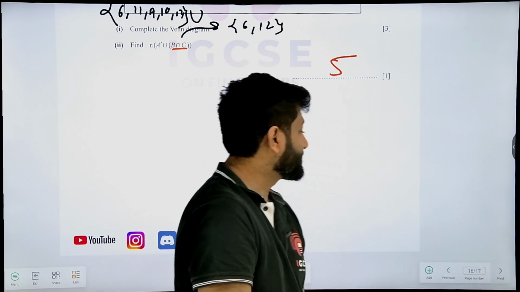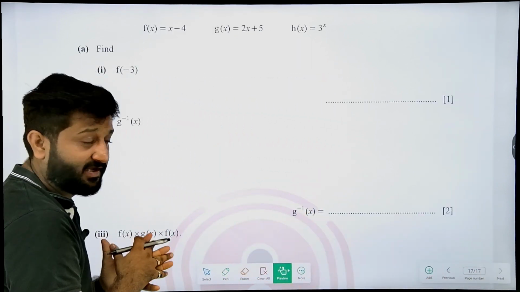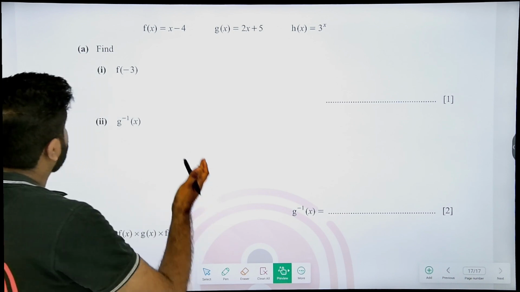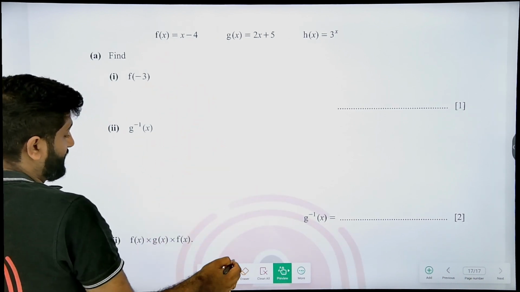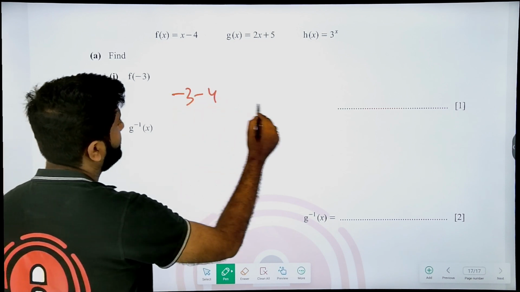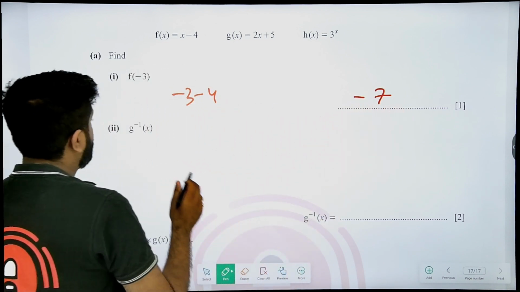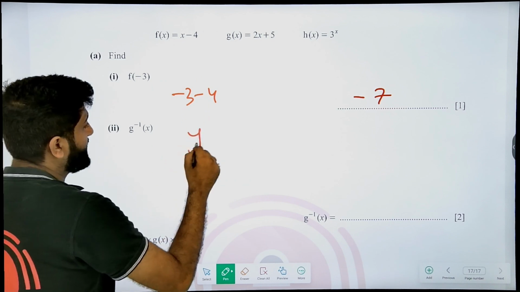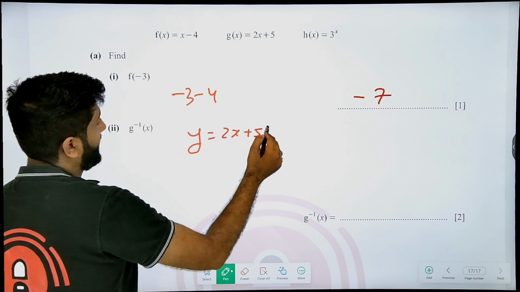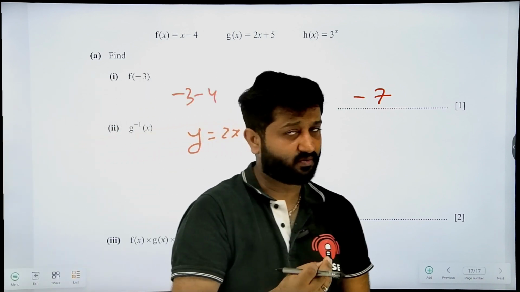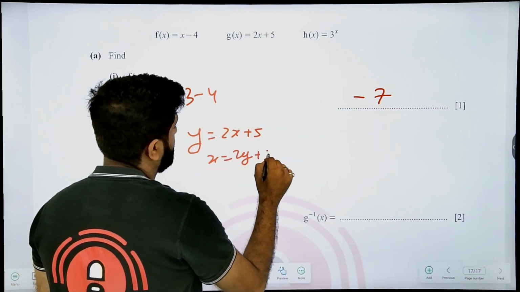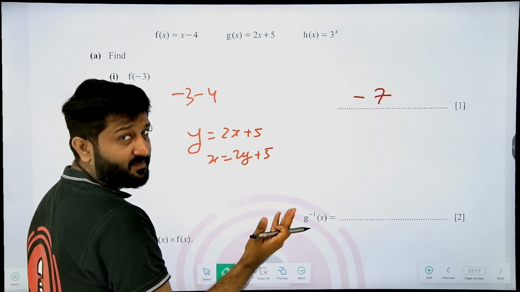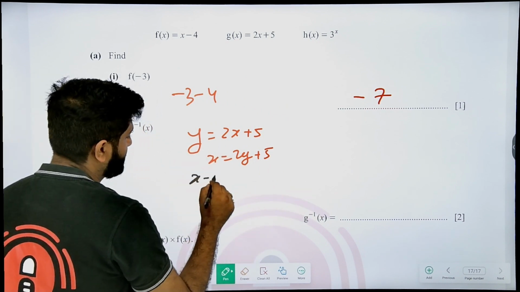Moving towards the next question and probably the last one. Find f of negative 3. F of negative 3 means I'll have to find minus 3 minus 4, that is negative 7. Then g inverse of x. G inverse means step 1 is rewrite the equation as y equals whatever that is. Second step is swap x and y. And the third step is make y the subject. So you have x minus 5 over 2.